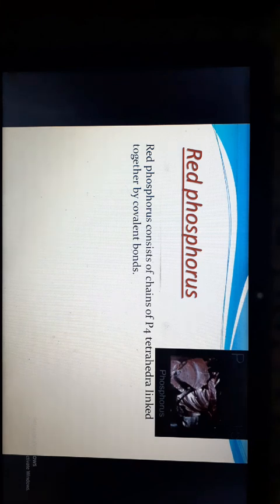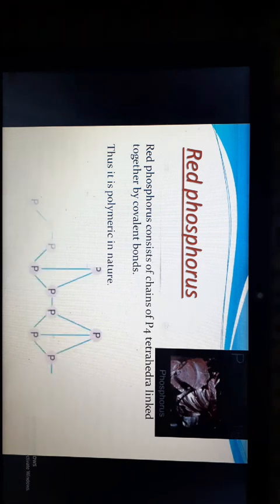Red phosphorus consists of P4 tetrahedra linked together by covalent bonds. It is also tetrahedral. Four phosphorus atoms are attached to each other, but the condition is that it has a chain. That means four phosphorus are attached to the next four phosphorus and so on, creating a chain. Therefore, we call it polymeric in nature. Polymeric to make the chain.